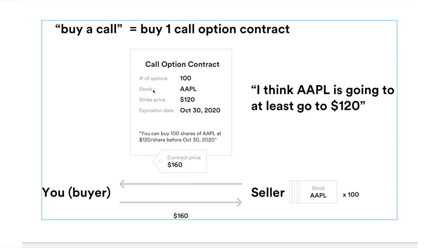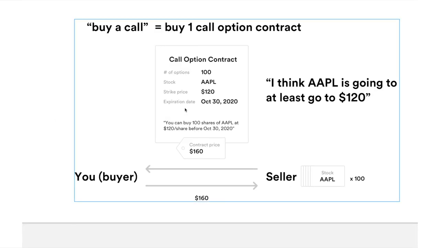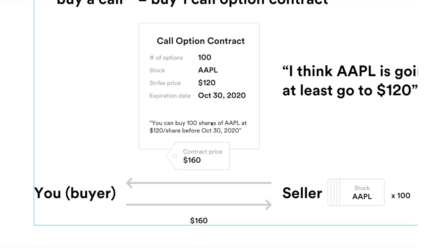So you also define the stock, what the stock is, what the strike price is, 120, and what the expiration date is. By buying this call option contract, you could buy 100 shares of Apple at $120 per share, the strike price, before the expiration date. So this is what you can do with this call option. Before this day, you can do this thing.